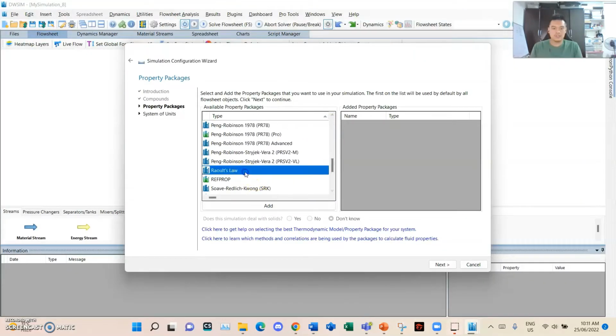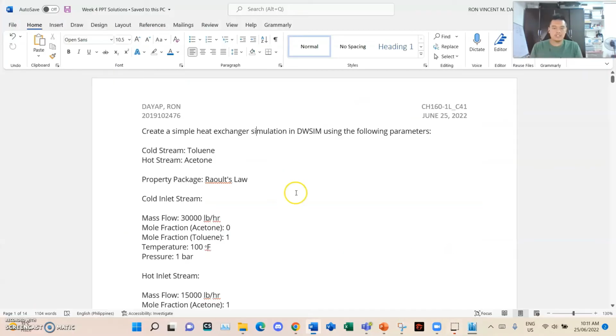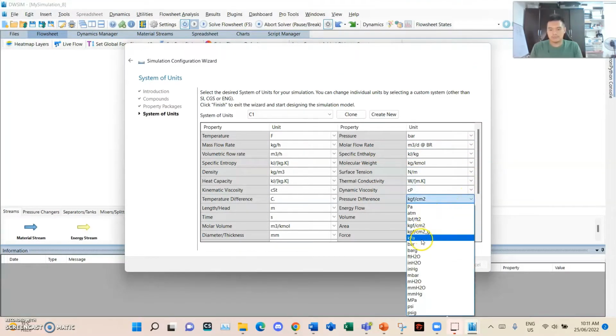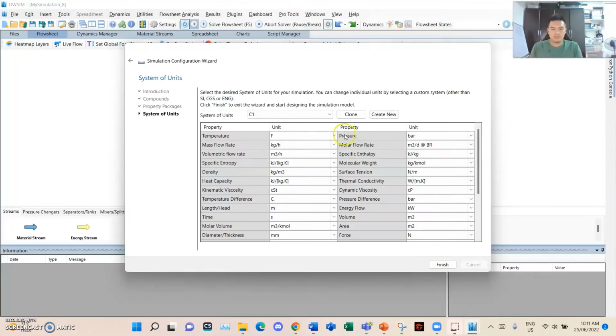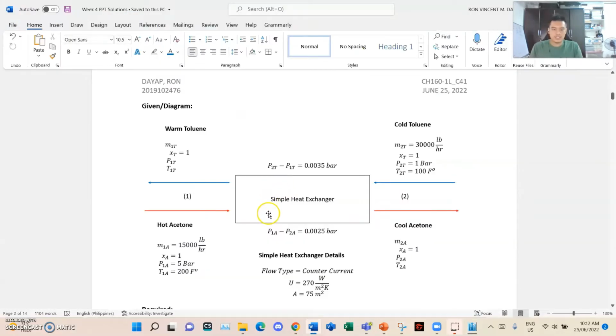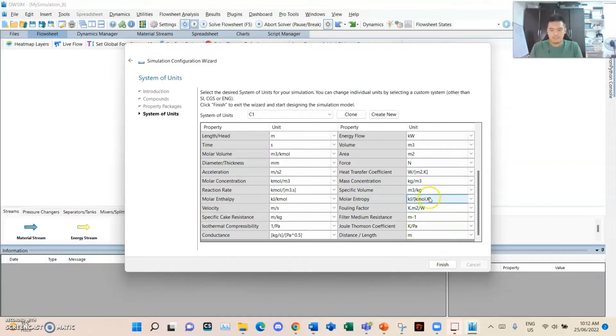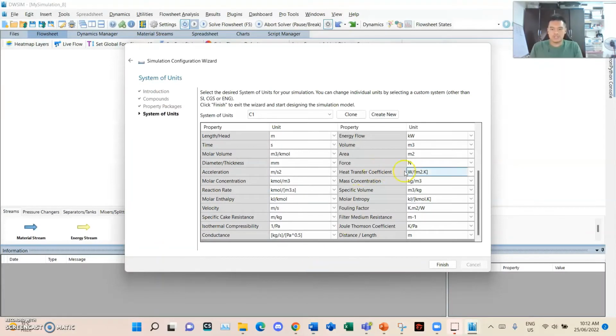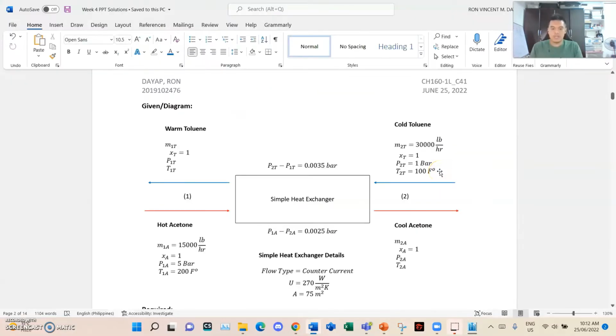So here Raoult's law, add, next, and then for the system of units we will match our system of units with the given problem. So the temperature used is Fahrenheit, and then the pressure used is bar. We'll also use the pressure drop as bar according to here. Pressure drop, pressure difference, bar. And then the mass flow rate is pounds per hour. And then double check the area is meters squared. Heat transfer coefficient is watts per meter squared per Kelvin, and we are ready.